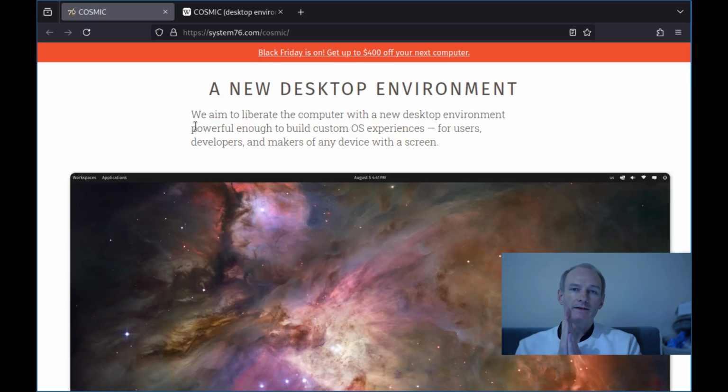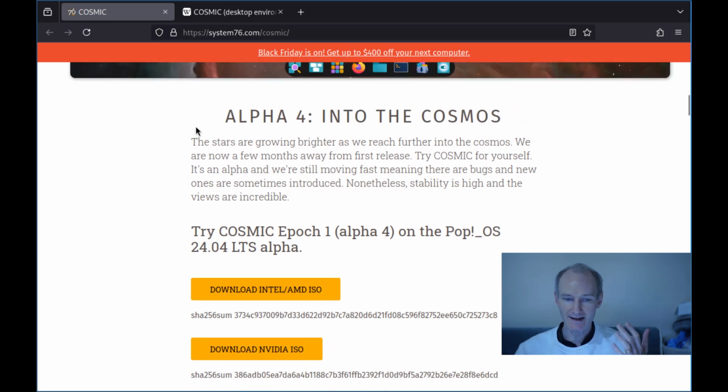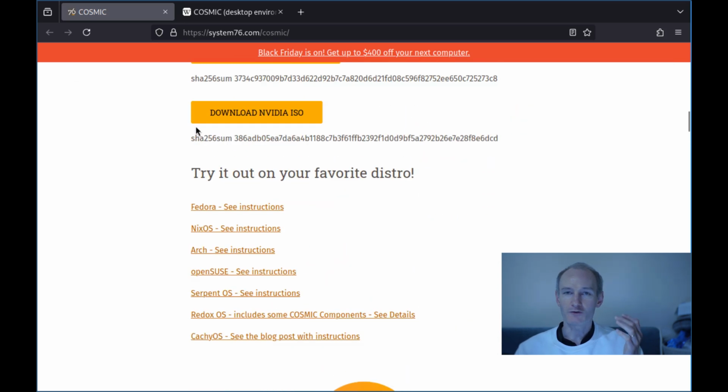Now, obviously, this, to be fair, is a completely standalone desktop environment in the sense that it's using its own Rust libraries and whatever, and skins, and you know, it's not relying on GNOME, it's not relying on KDE. Great, good for them. But it's written in Rust, and we're going to get into that. So let's have a little look. Oh, see, look, even on their landing page, Alpha 4, test it, download it, try it out on your favorite distro. Woo, here we go.